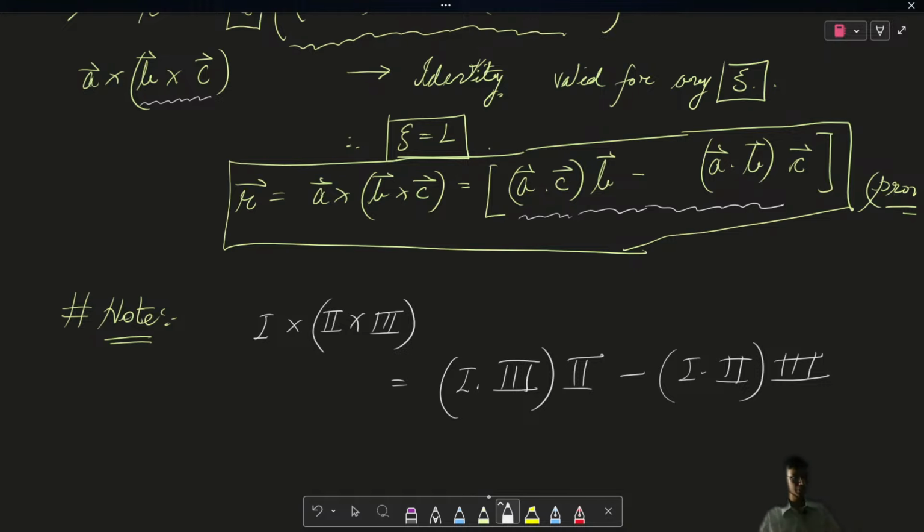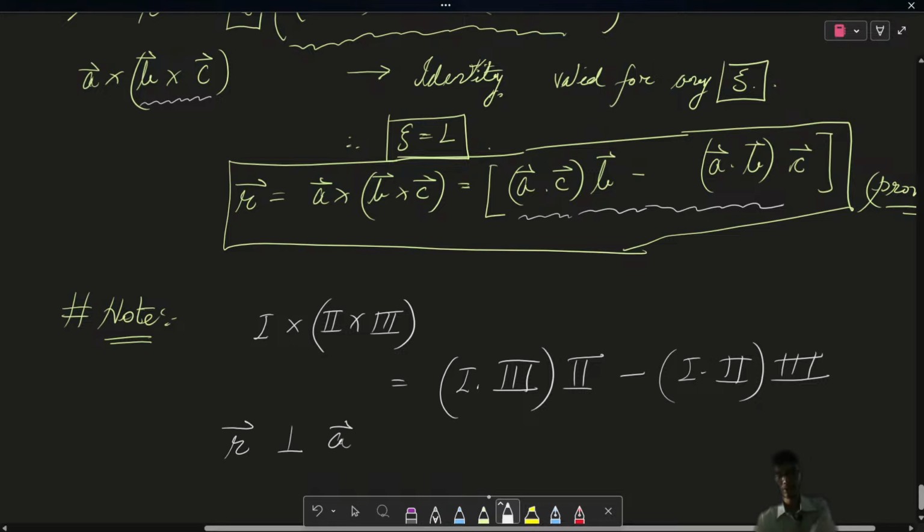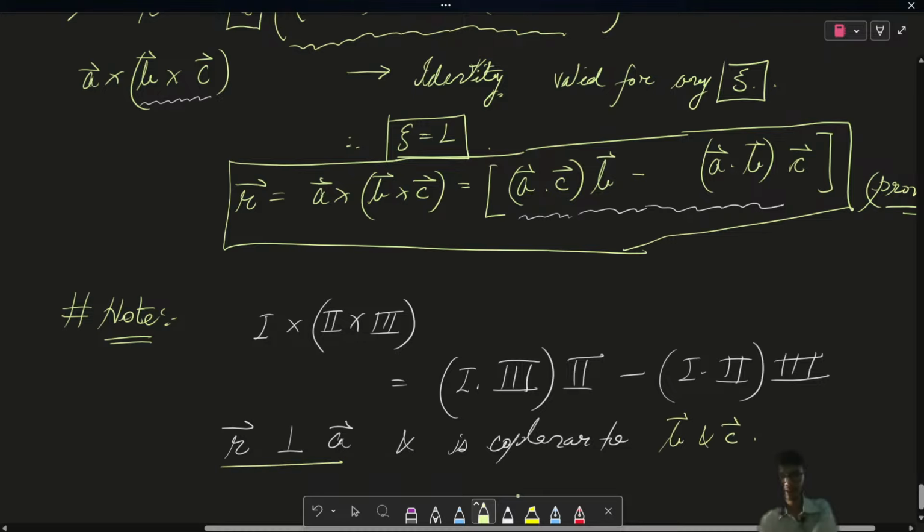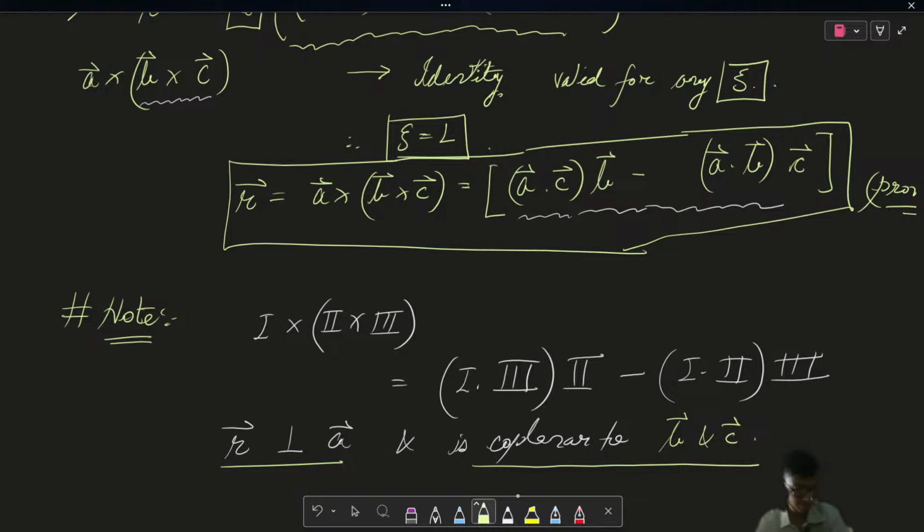Alright, I hope this is clear to all of you. And it is perpendicular to the A vector, right? So it is perpendicular to the A vector and coplanar to the B and C vectors. This is the important relation that we need to understand, which is why we do a vector triple product. This is a very simple result which you need to keep in mind while we solve questions.